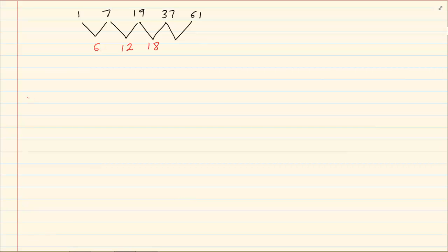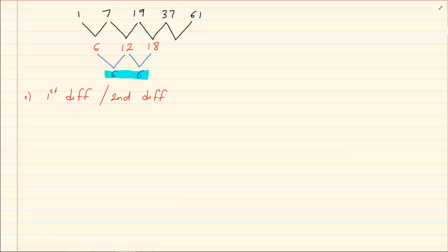So when you're starting, you're going to see if there's a first difference. If there is no constant first difference, you then move to a second difference. So now we're going to say 12 minus 6 gives me 6. 18 minus 12 gives me 6. You can see now that there is a constant second difference.